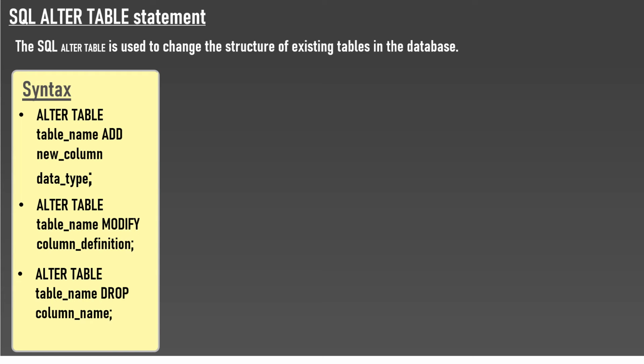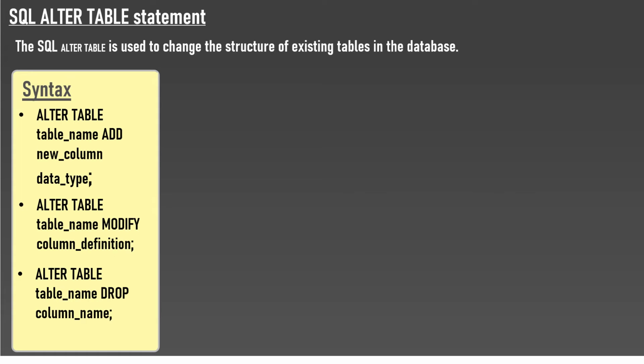So the syntax is like this. ALTER TABLE table name, if you want to add a new column to an existing database table along with the specification of its data type. So this is one option: ALTER TABLE table name ADD new column with the data type. And if you want to change the column definition, we use the MODIFY keyword in the alter table statement.